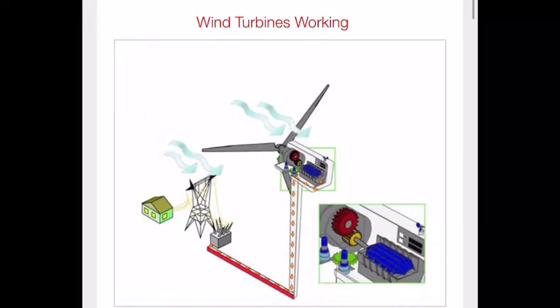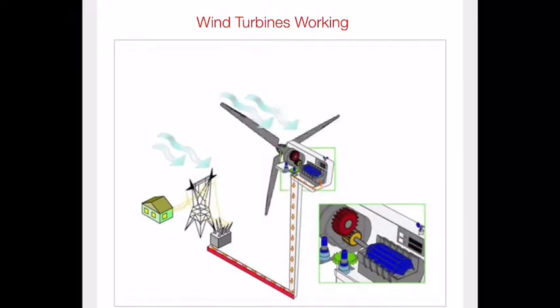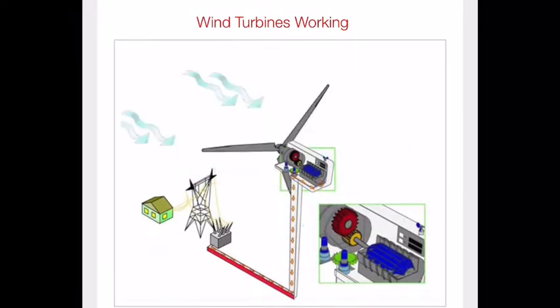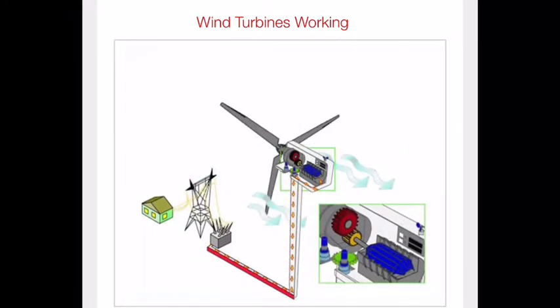Wind turbines typically have 3 blades around a rotor in the middle. These 3 blades catch the wind and the wind begins to spin them around the rotor. The rotor is connected to the main shaft, which spins a generator. This generator converts the mechanical energy into electricity.